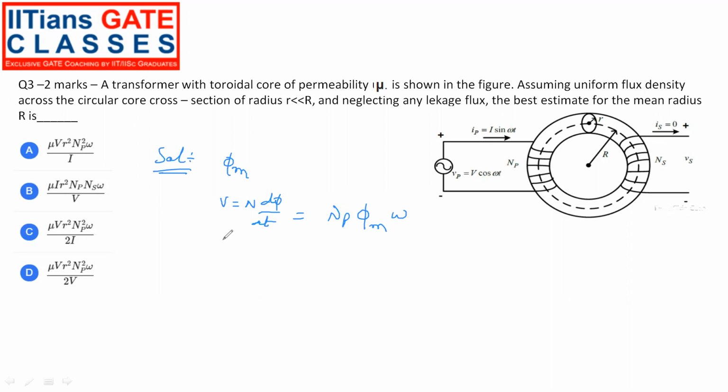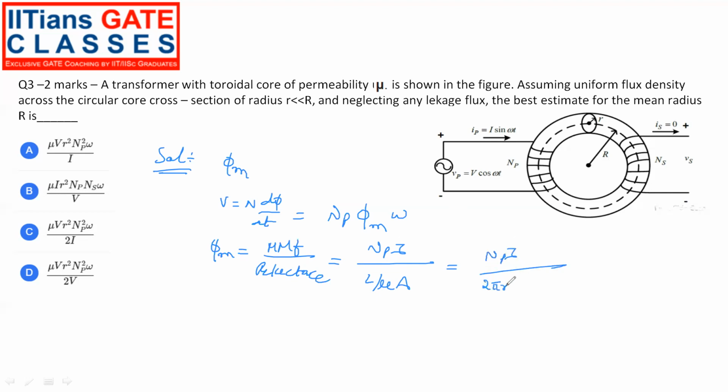The other way of getting the maximum flux is mmf by reluctance. This is the other formula. So the mmf can be given as Np into current I, divided by the reluctance. Reluctance is generally given by L by mu A. A is the cross section area, L is the length. So L will be 2 pi R and the area will be pi r square. So Np I by 2 pi R, divided by mu into pi r square. So this gives us Np I mu r square by 2R.